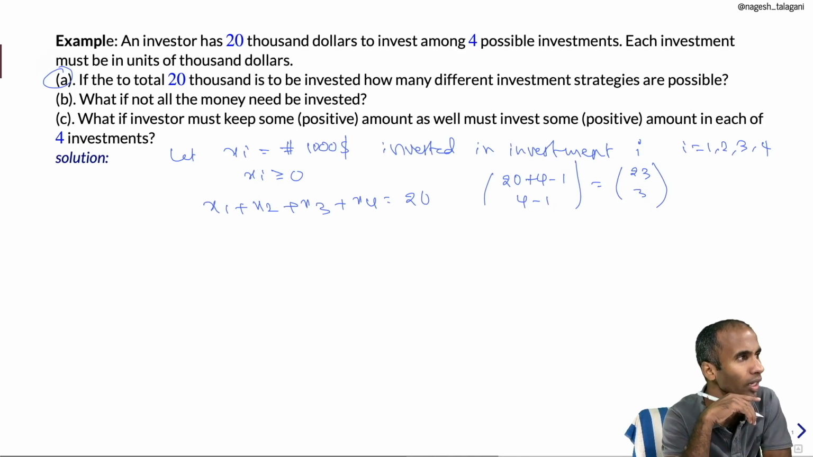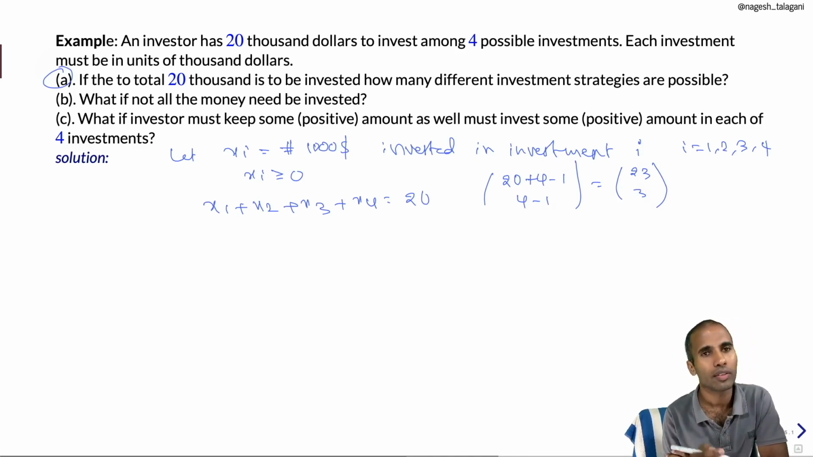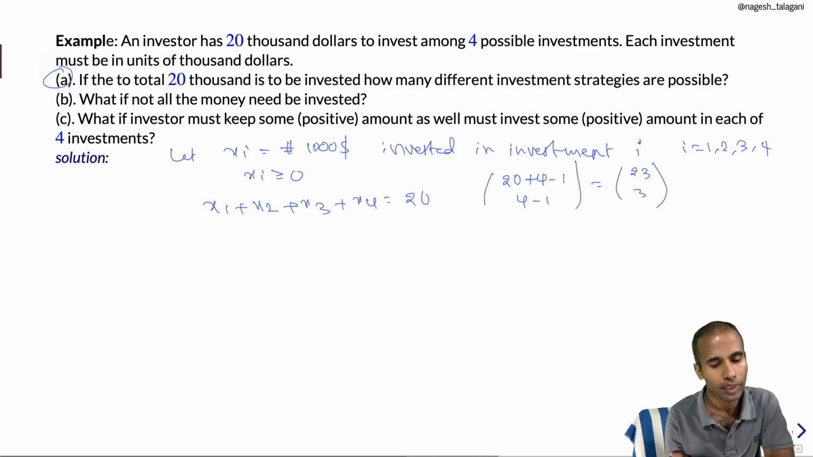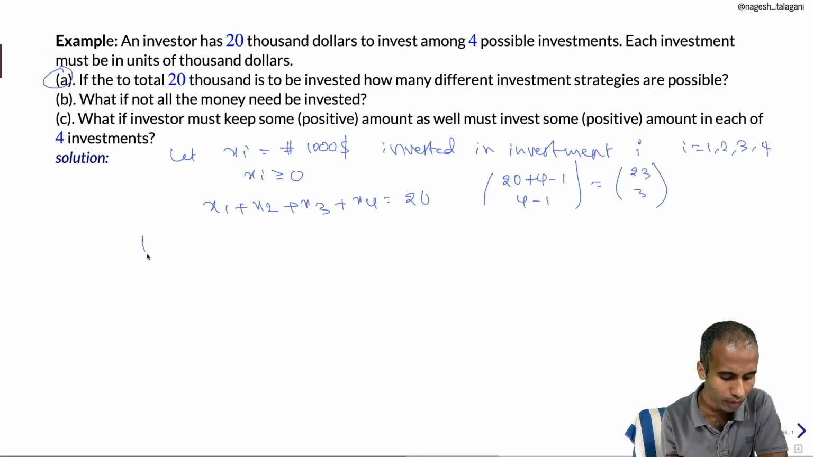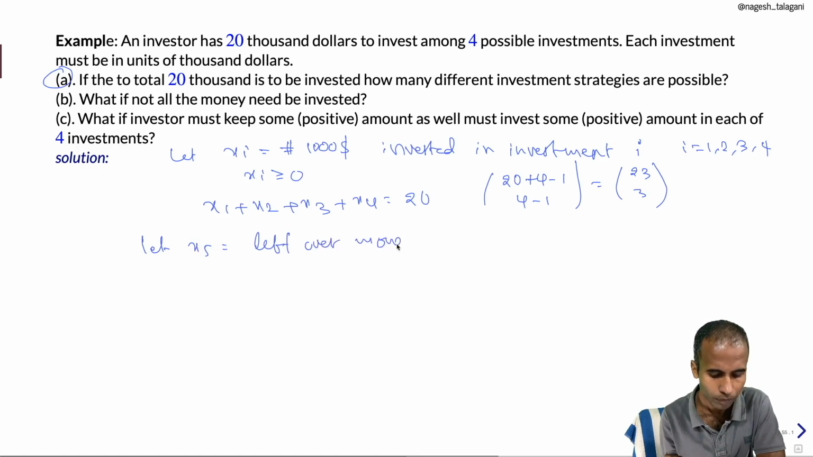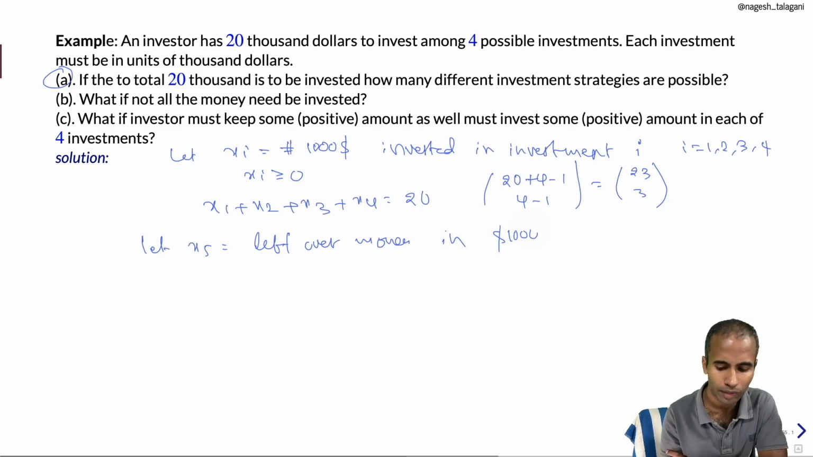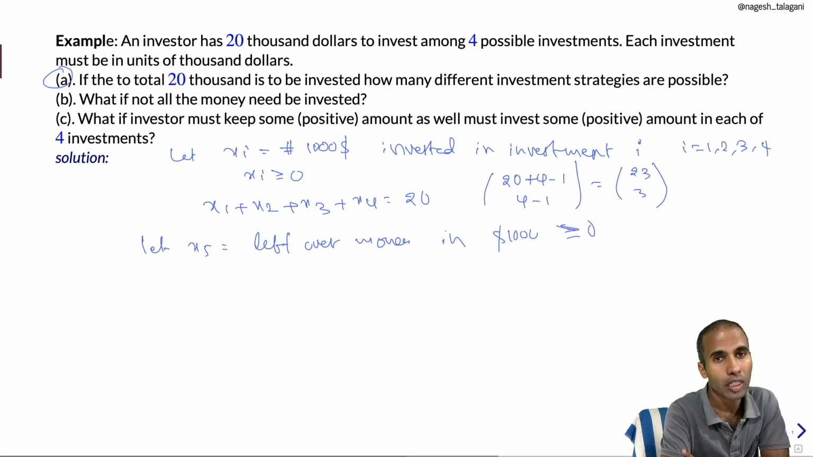Question B. What if not all the money needs to be invested? So in this case, there may be some leftover money. Now let's introduce a new variable. Let x5 equal the leftover money in $1,000 units. Okay, so it is again non-negative. So if he wants, he can keep some money or he can invest all.